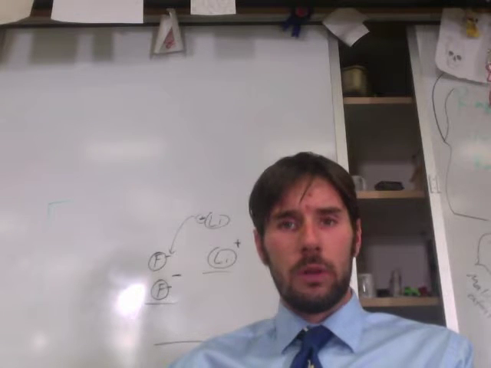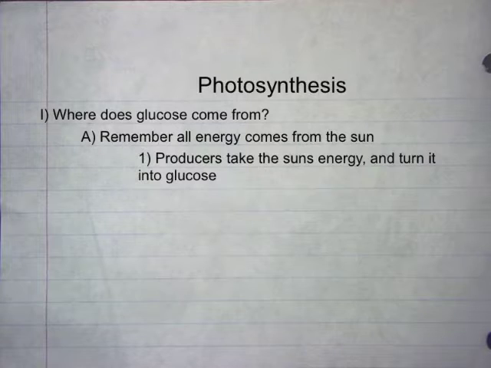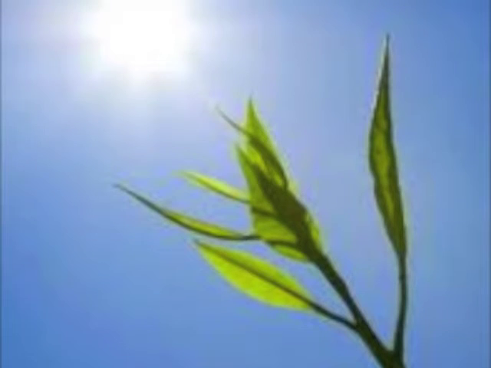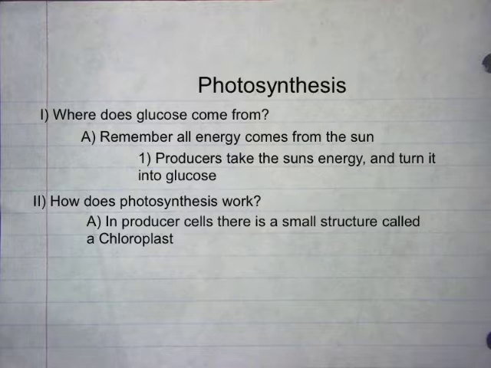Let's take a look at what photosynthesis is. Where does glucose come from? Remember, all energy comes from the sun. Producers take the sun's energy and turn it into glucose. Remember, producers are organisms that use the sun's energy in order to create glucose and to function. How does photosynthesis work?